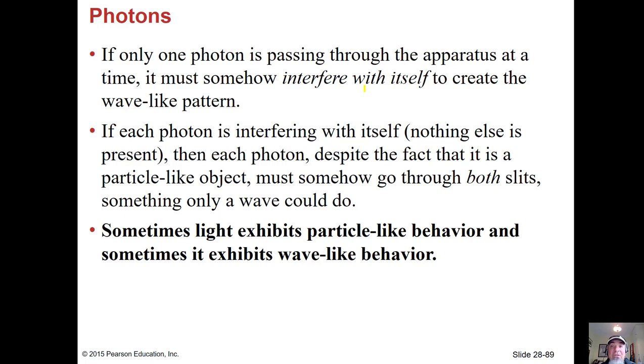So if only one photon is passing through the apparatus at a time, it has to somehow interfere with itself, or why would you get this pattern, this wave-like behavior? So it's kind of both things happening at the same time, wave-like and particle-like behavior. Sometimes light exhibits particle-like behavior, sometimes wave-like behavior. Again, mostly it depends on the energy that the photon has, and that corresponds to the wavelength, and what the photon's interacting with.